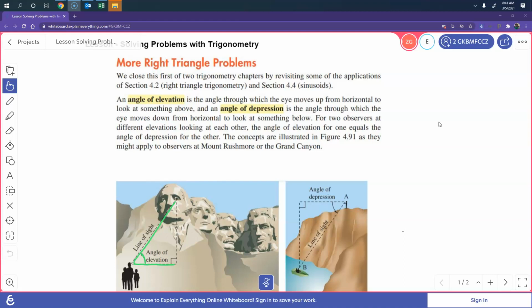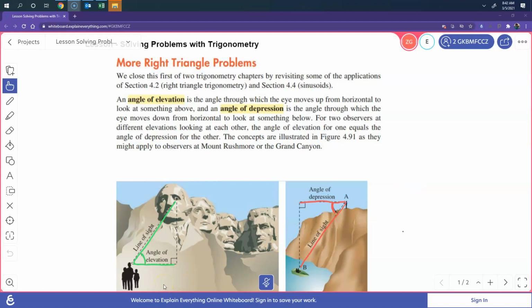Now, the other example is a line of sight. You're looking forward. Now, this right here is when you're looking down. And so this right here is called the angle of depression. An angle of elevation is an angle through which the eye moves up from the horizontal to look at something above. And the angle of depression is the angle through which the eye moves down from the horizontal to look at something below. So one is above, one is below.